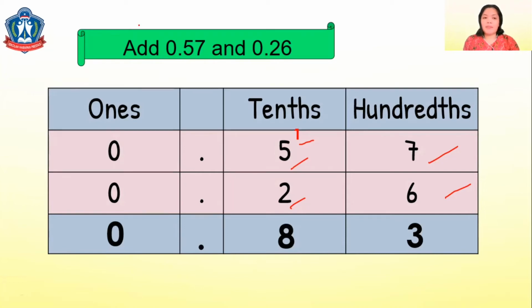We can add them in a vertical form. This is what we call the vertical algorithm. But you have to align all the decimal places first before we add.